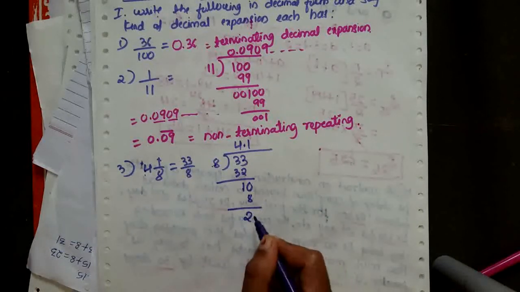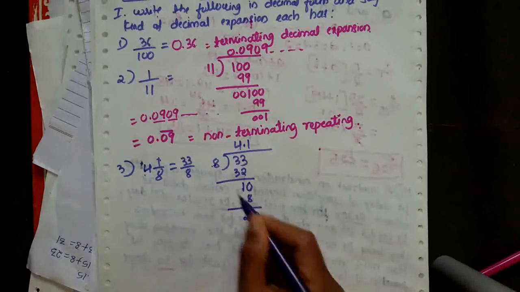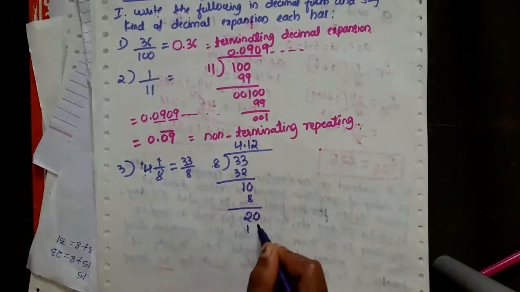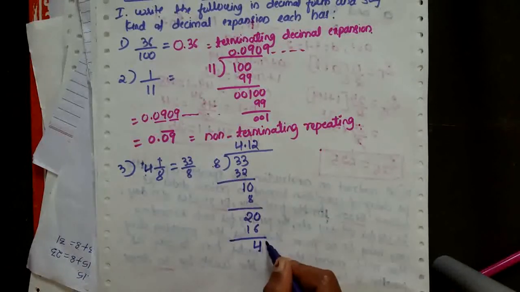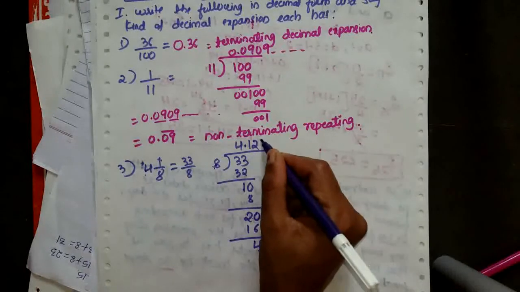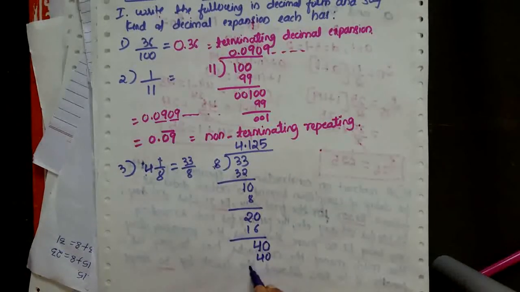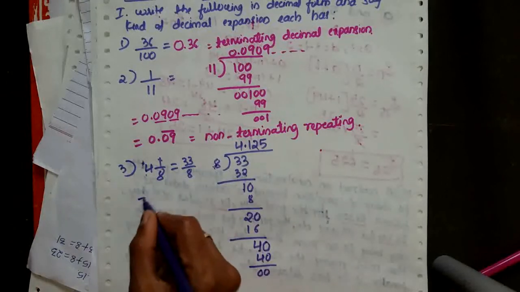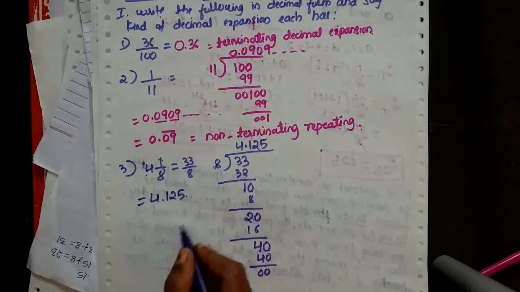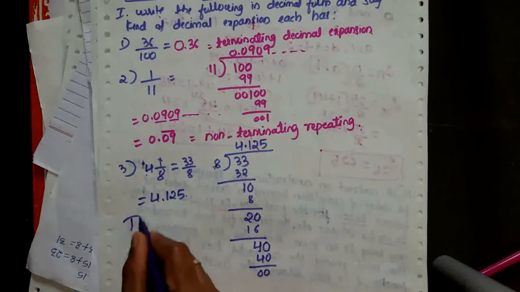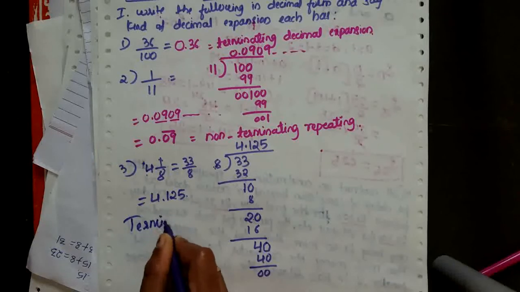Then again it doesn't divide by 8, so 20, then 8 twos are 16. So here 20 minus 16 is 4. Here also 4 doesn't divide by 8, so take 40. Then 8 fives are 40. This is completely divided now. So the answer for this is 4.125. This is terminated here and nothing repeats. So that's why this is terminating.